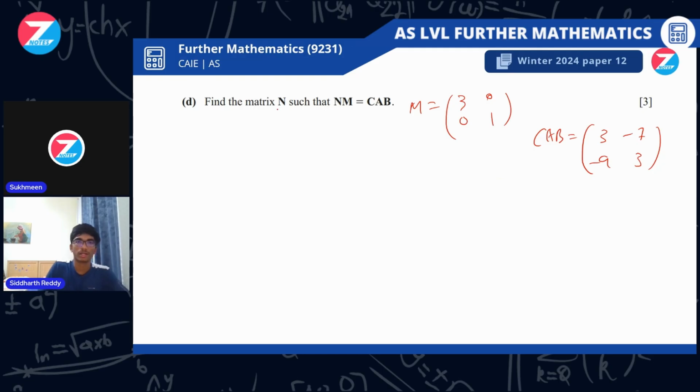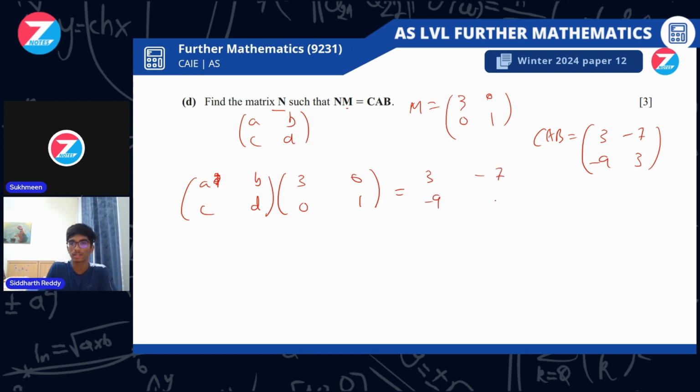So they're asking for a matrix N. For example, let's model this using a, b, c, d. So when you multiply this with M, you get CAB. So a, b, c, d times 3, 0, 0, 1 is equal to 3, minus 7, minus 9, 3. So we can do the regular matrix multiplication, and then match the variables.